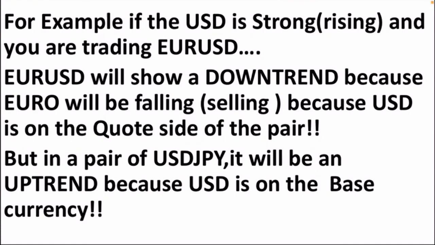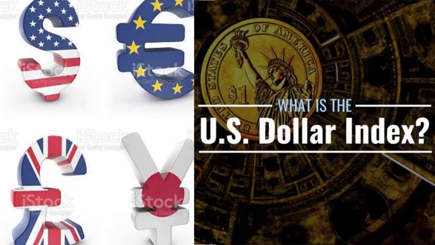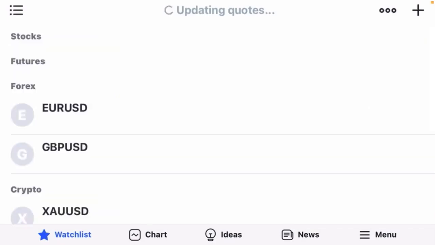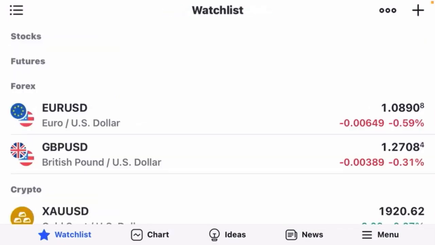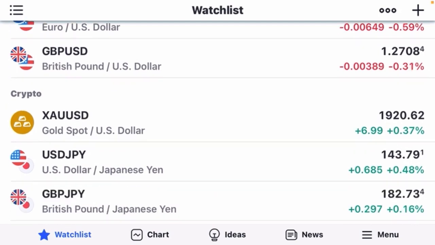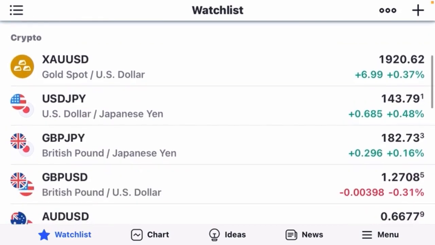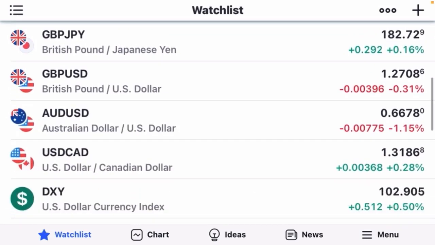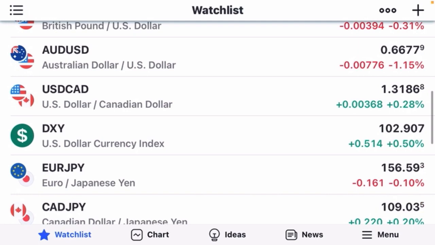So let's see it practically, how it applies, so that you understand how this works. I'm going to my TradingView right now. This is my TradingView. So how do we see the US dollar index? You go to your watchlist, go down, and look for DXY. The DXY here stands for the US dollar currency index.